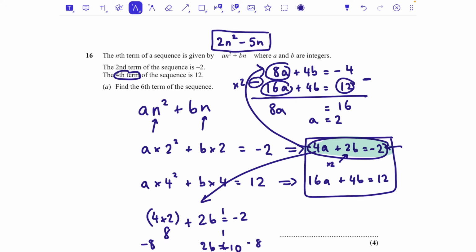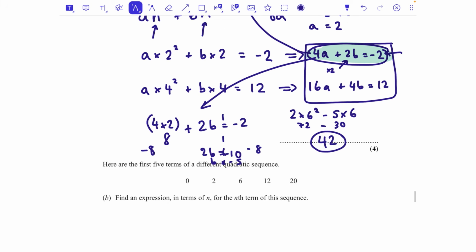So now if we want the 6th term in the sequence, we can just substitute 6 into that nth term. So I'm doing 2 lots of 6 squared minus 5 lots of 6. So 6 squared is 36, doubled is 72. Always do this power before you multiply. Take away 30, 72 take away 30 is 42. And that's your answer for 4 marks.